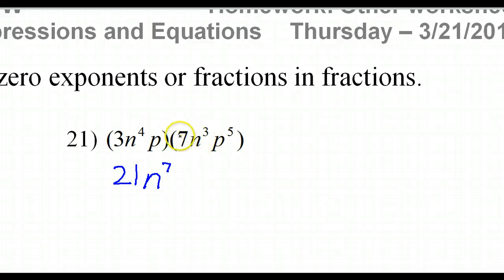You add those exponents. Now, p times p to the 5th power will be p to the 6th power. If you need to put a little 1 here, you know, do it. But it's a little silly because the truth is we have 5 p's over here and we have another p over there. Together that makes 6 p's. So that's your answer.